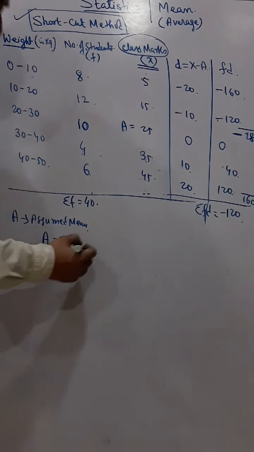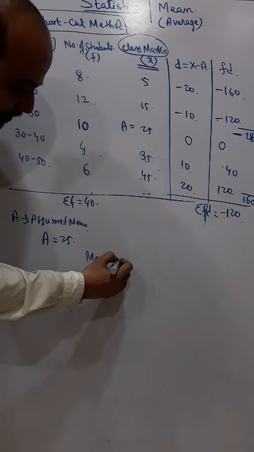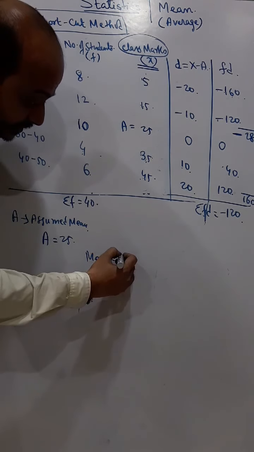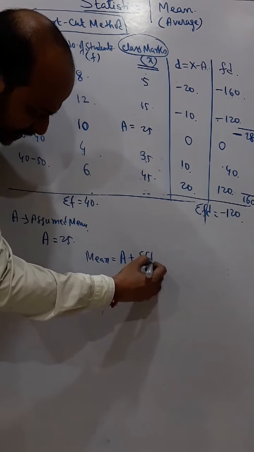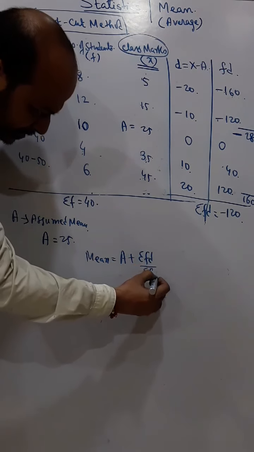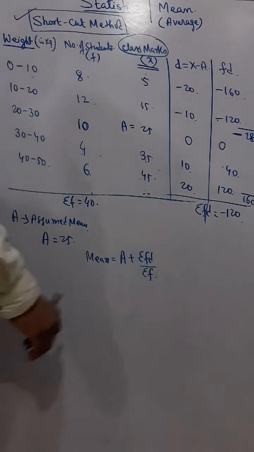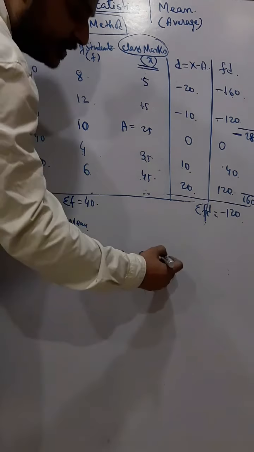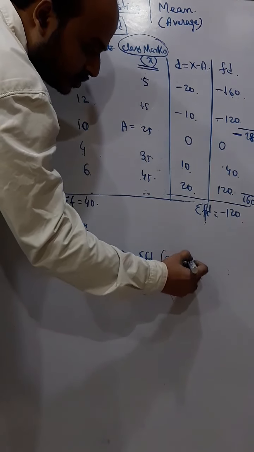Okay. Now the formula for mean. The formula for mean for the shortcut method is A plus sigma fd by sigma f. Okay, understand? Mean means A plus sigma fd by sigma f. So this is the formula for the shortcut method.